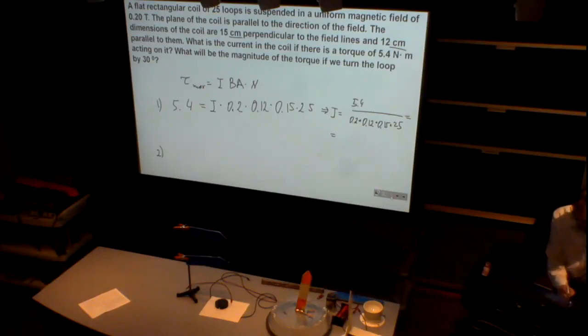Now, we make a turn of 30 degrees. So the new torque will be equal to the maximum torque times the sine of 30 degrees.